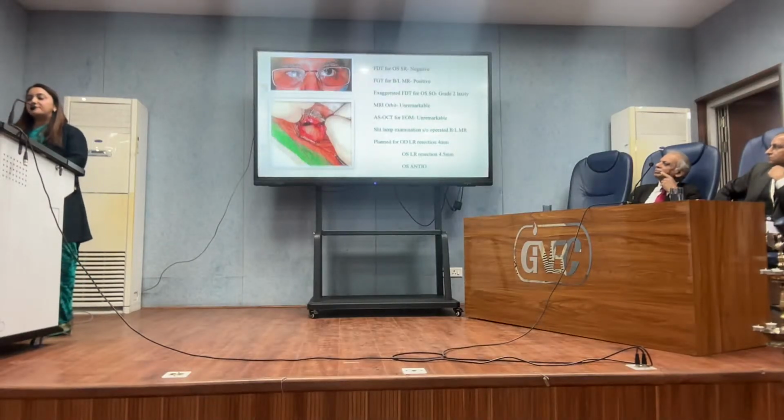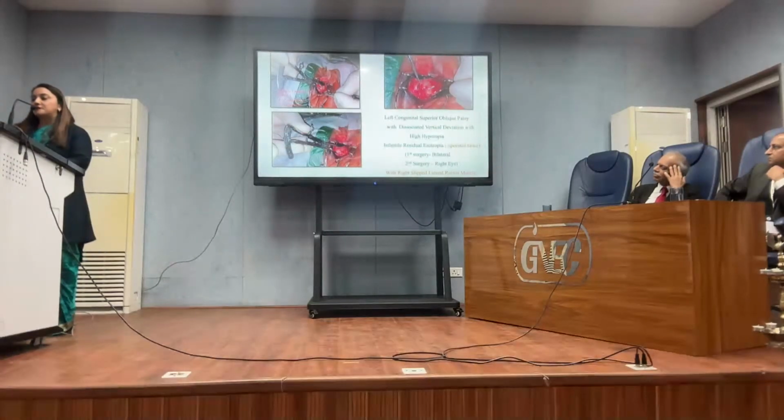So this patient was planned for a left anterior nasal transpositioning of inferior oblique for the SOP and bilateral lateral rectus resection. So on table, when we had taken up the patient for the right eye, we couldn't find the right LR muscle there.